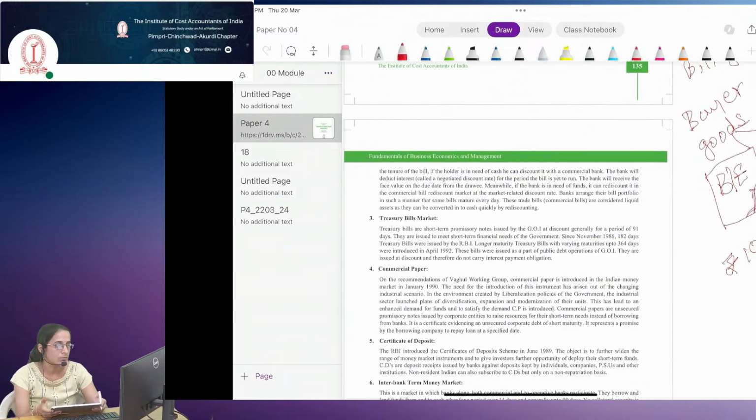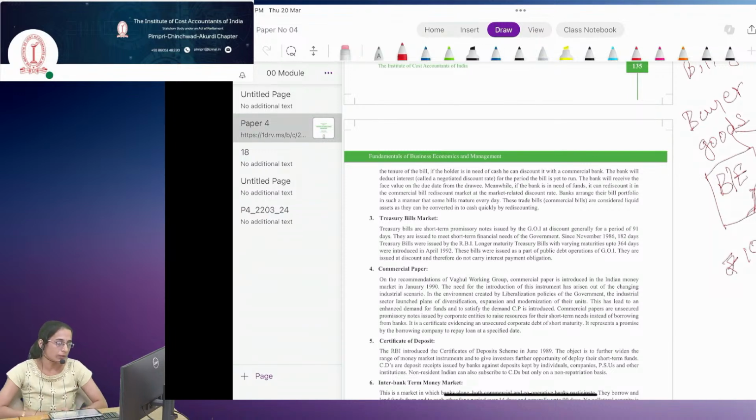Treasury bills market. Treasury bills are short-term promissory notes which are issued by the government of India to get some funds, whatever may be the requirement, to develop infrastructure, facilities or for a specific purpose, from the general public. They are issued at discount, generally for a period of 91 days.